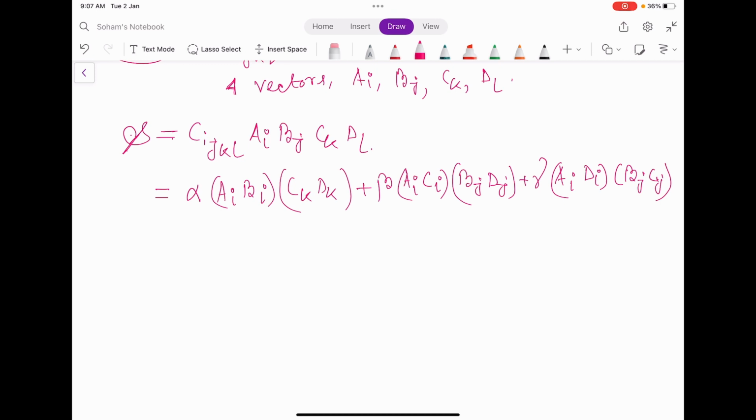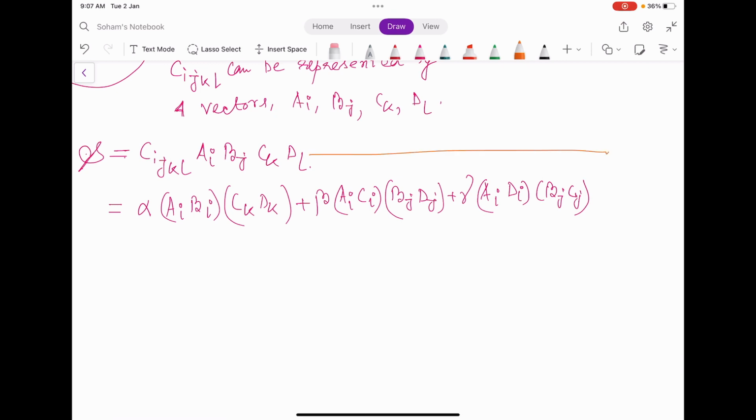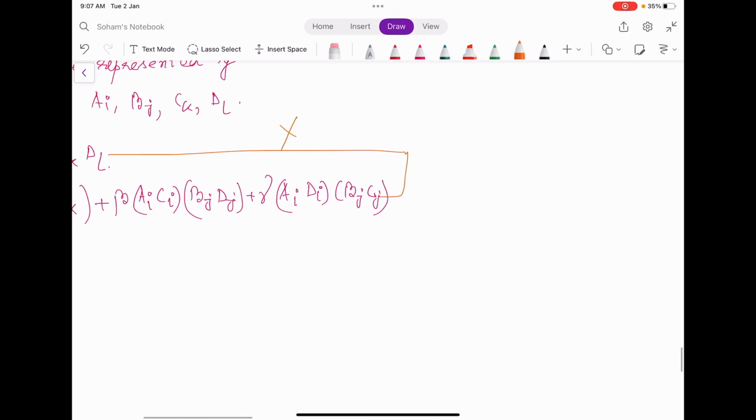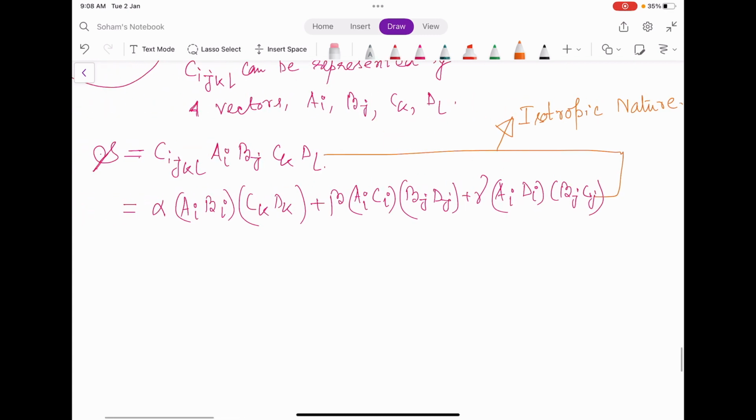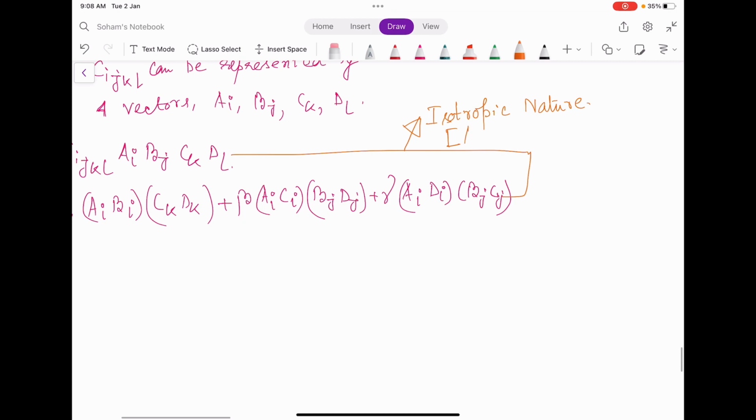So A is here with B, C with D; A with C, B with D; A with D, B with C. Now alpha, beta and gamma are the constants of proportionality. Here this step is very important. The main reason is the isotropic nature, and that is why angles between each of the vectors are conserved.